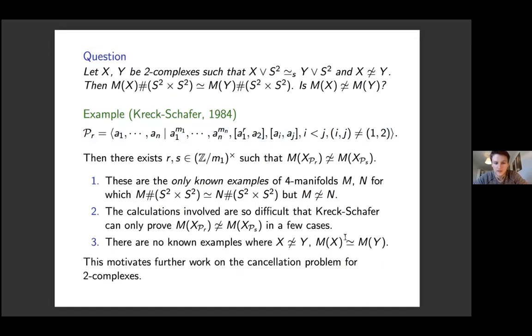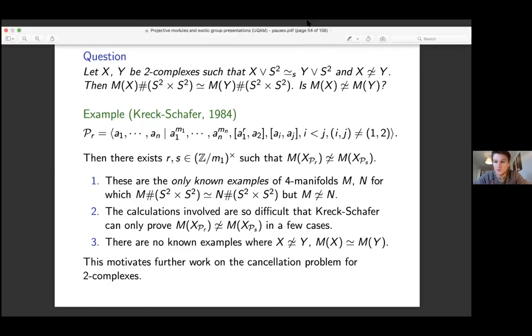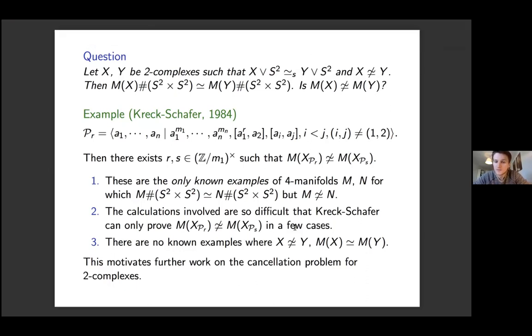Okay. And this motivates further work, I believe, on the cancellation problem for 2 complexes. So are there maybe other results that you can get for 2 complexes which make these kinds of considerations a little bit easier? Other situations where you can find simpler examples with simpler algebra, for example. And there's also a number of open problems in this direction.